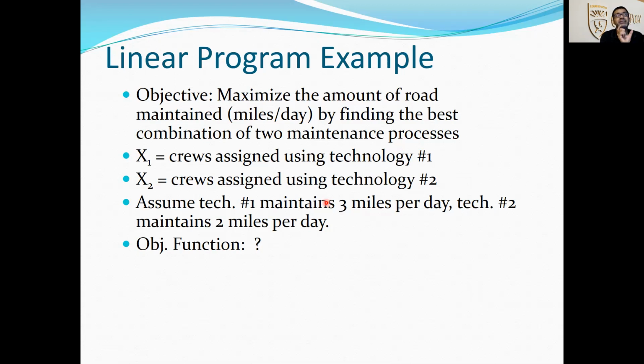But you want to maximize how much road you maintain every day. So can you think of what the objective function might look like? I'm going to go ahead and pause the video and see if you can take a guess at that. Let me try to give you a hint.